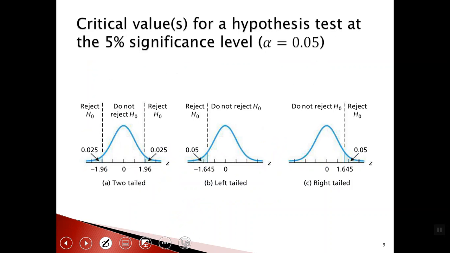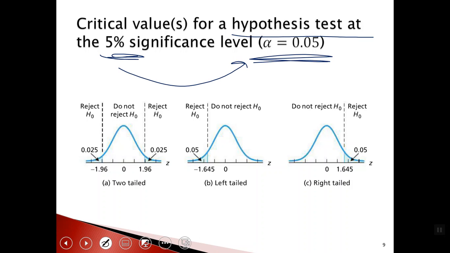Critical values for the hypothesis test at a 5% significance level, alpha 0.05. 5% means 0.05. If you multiply 0.05 by 100, you get 5%. So you can use both, 5% or 0.05. That's okay.